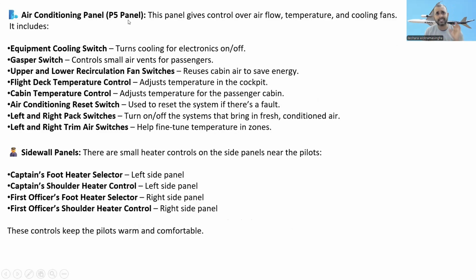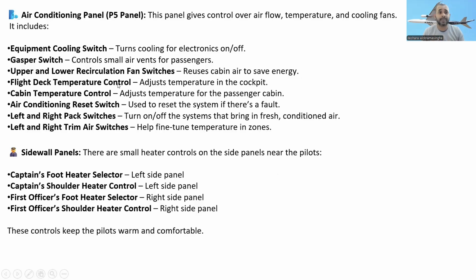An air conditioning panel, it's in the P5 panel overhead. These panels give controls over airflow, temperature, and cooling fans. It includes the equipment cooling switch, which turns cooling for the electronics on and off, and the Gasper switch, which controls small air vents for the passengers, and upper and lower recirculation fan switches. Why do we use recirculation fan switches? They reuse cabin air to save energy.